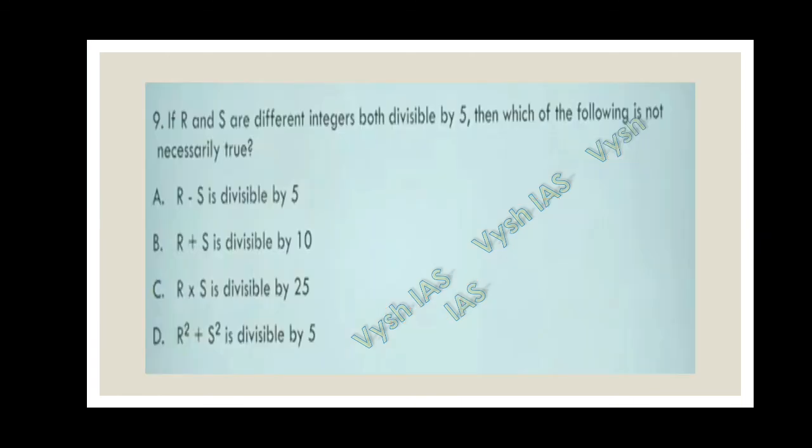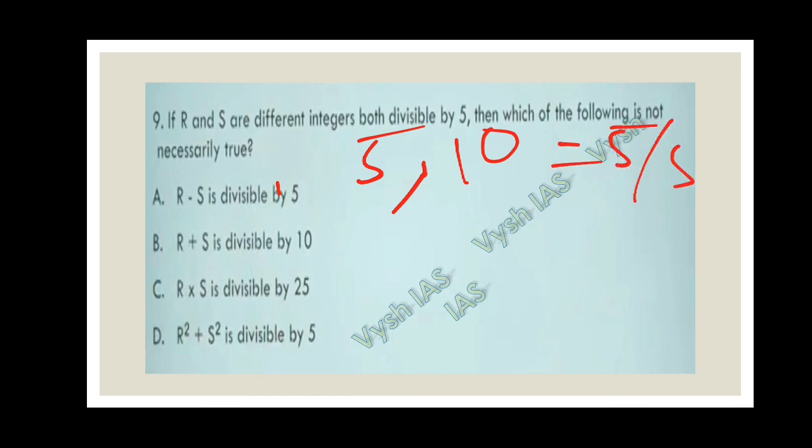Question number 9. If R and S are different integers, both divisible by 5, then which of the following is necessarily true? Let us take some considerations. Let's consider the numbers as 5 and 10. Let us check in the options. R minus S. So 10 minus 5 is divisible by 5. Yes, this is true. Let me check for other numbers. 15 minus 10, that is 5. It is true. So option A can be correct.